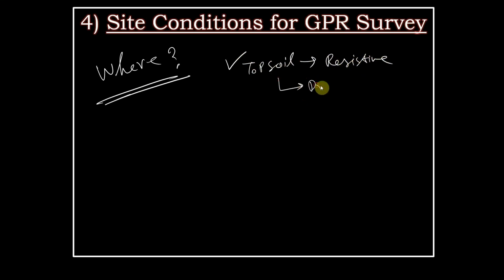and dry. Okay, so it shouldn't be saturated with water. What will happen if it's saturated with water? The signal will not penetrate that layer. Most of the signal will be attenuated in this layer. Okay, so what will happen? You will not have the information below this layer. Okay, so the first criterion is that it should be resistive and dry soil.